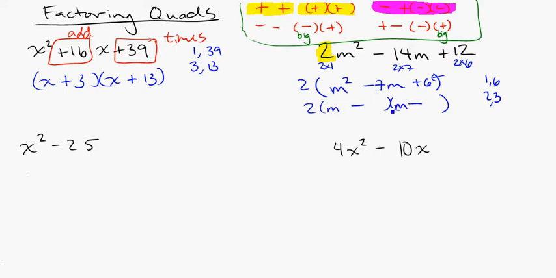So I go ahead and write in my m's, and I think, well, 2 and 3, they can't add together to 7, but 1 and 6 can, so I know it's going to be 1 and 6. And double checking, negative 1 times negative 6 gives me positive 6, and negative 1 plus negative 6 will give me the negative 7. And we leave the 2 in front, and you're done.